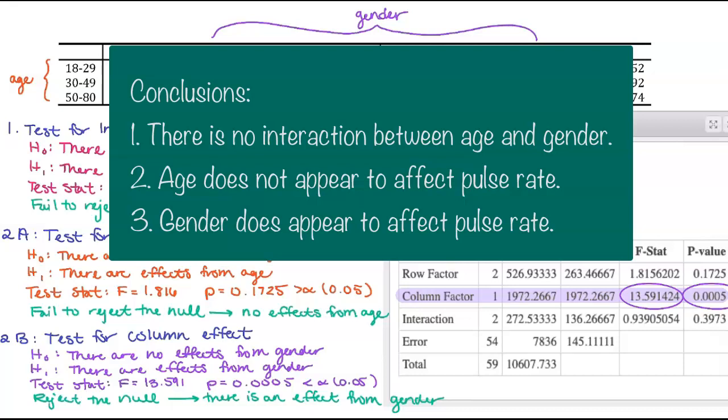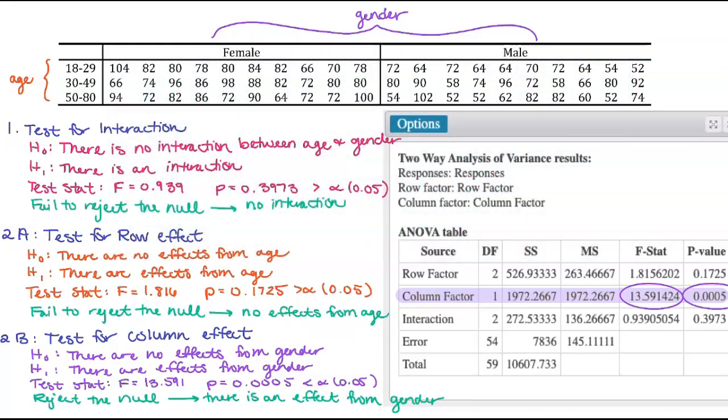This is the entire process of a two-way ANOVA. We started with our test for interaction. Since we found that there was no interaction, we proceeded to test for row effect and column effect. We tested to see if pulse rate was affected by age, and then we tested to see if pulse rate was affected by gender. Back in step 1, if we had found that there was an interaction between age and gender, we would have stopped right there. It would no longer be appropriate to finish the rest of this process.